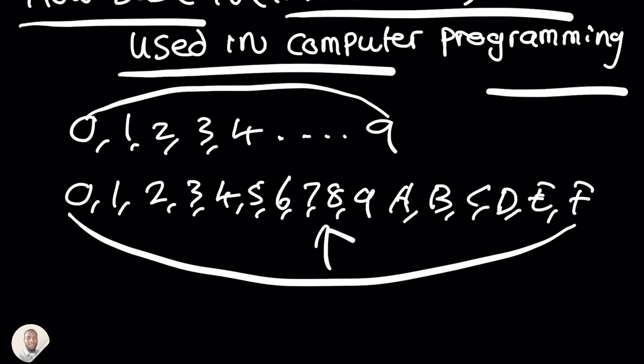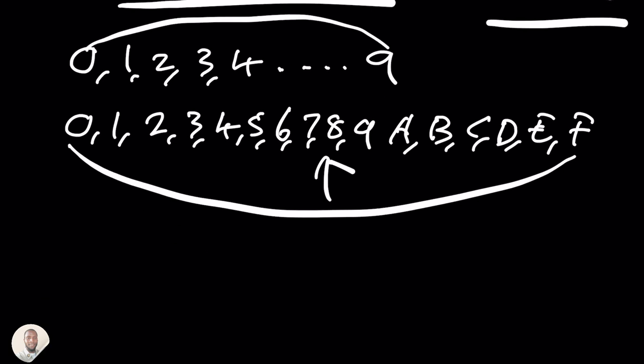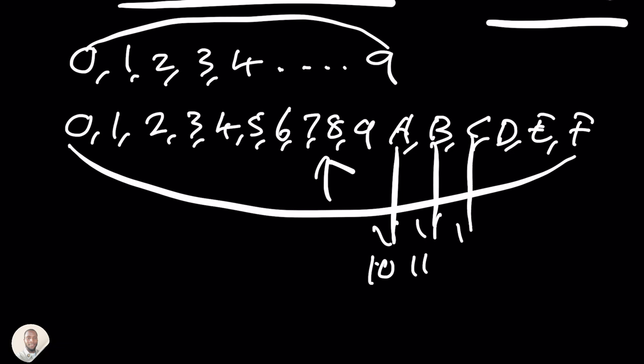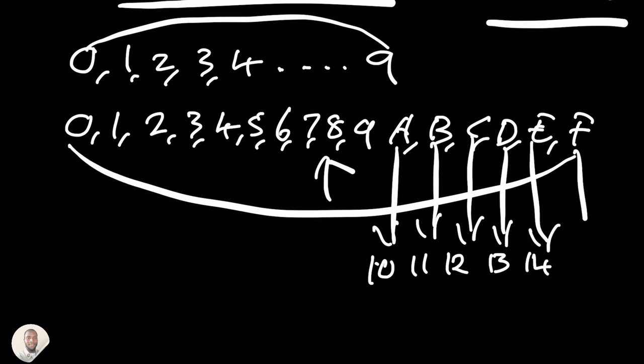And if you observe these symbols very well, do note that A represents 10, B represents 11, C represents 12, D represents what? 13, E represents 14 and F represents what? 15. Once we reach F, which is 15 decimal, the next number is what? 10 in hexadecimal, which actually means 16 in decimal.